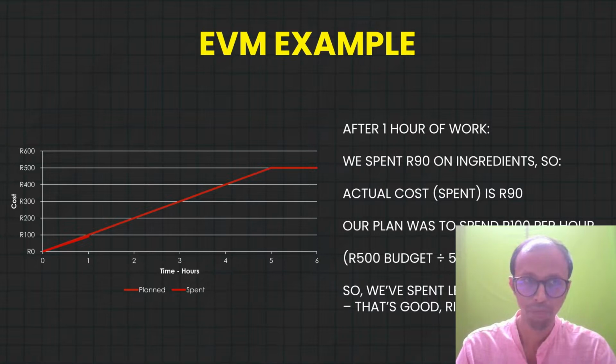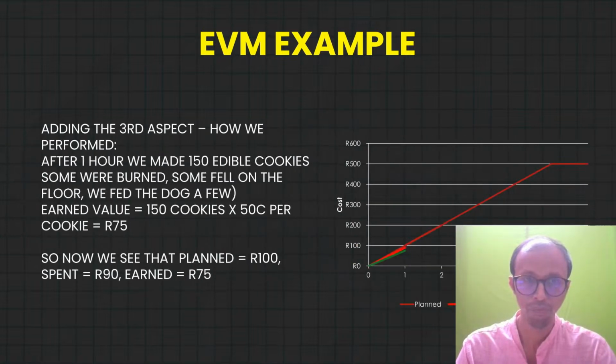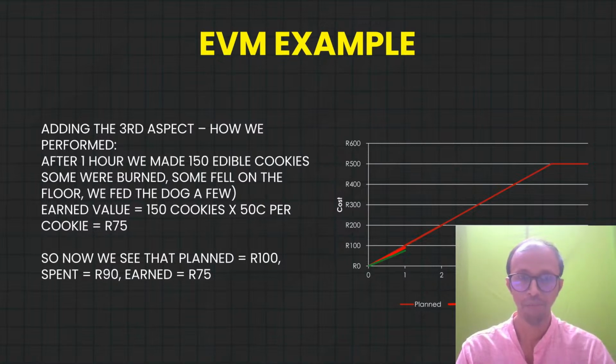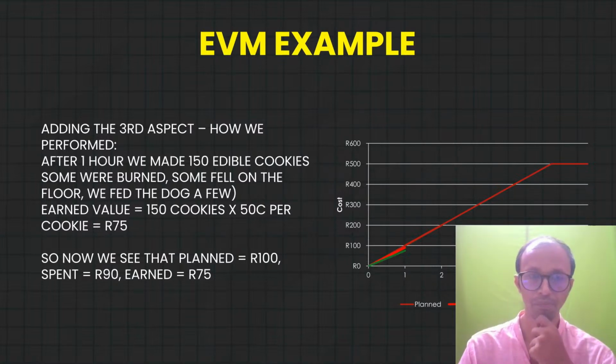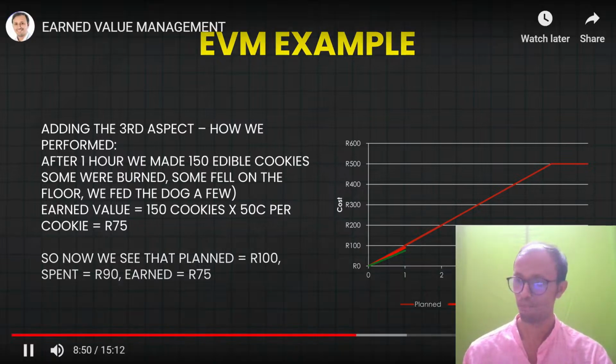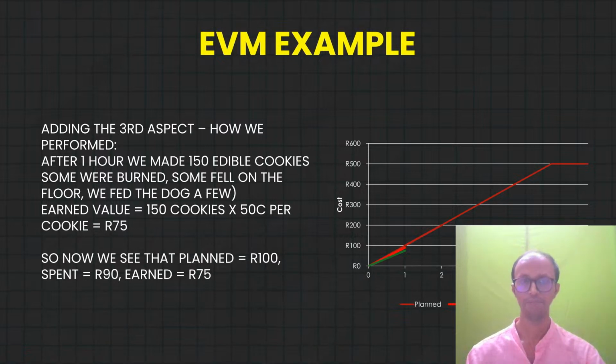Okay. So now we have come down to the third aspect. After 1 hour, we made 150 edible cookies. Okay. Some were burned, some fell on the floor, and we fed those to the dog. And the earned value of 150 cookies multiplied by 50 becomes 75. So the earned value of 150 cookies comes down to 75. Okay. So now we see that the plan was to spend 100 rands. We spent 90 rand. What we earned is 75.